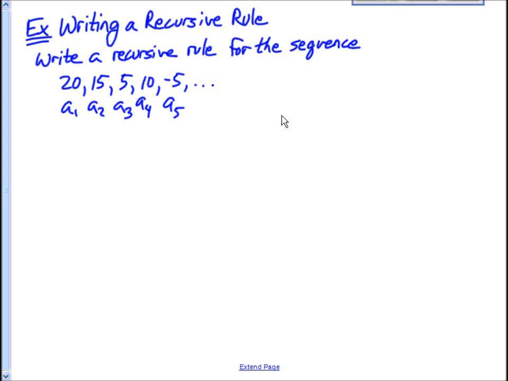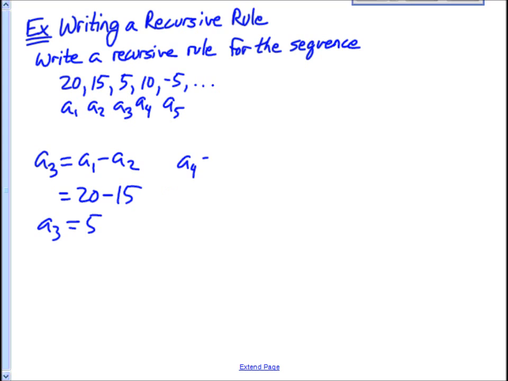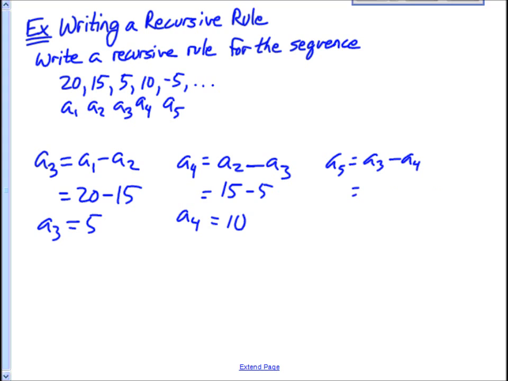So, yeah, we're looking at this, and you kind of start noticing, your third term looks like it's the first term minus the second term, right? Isn't that the first term is 20 minus 15. Hey, look at that, it's 5, right? Your fourth term looks to be your second term minus your third term. 15 minus 5 is 10, right? And so on. Your fifth term looks like your third term minus your fourth term. So you got your 5 minus 10, oops, minus negative 5, okay?